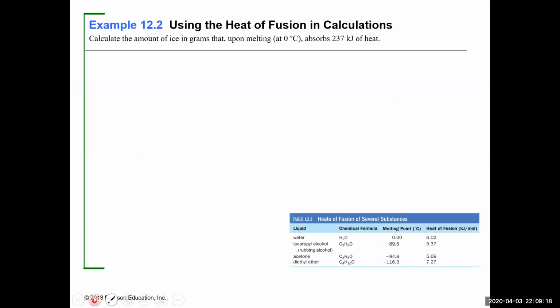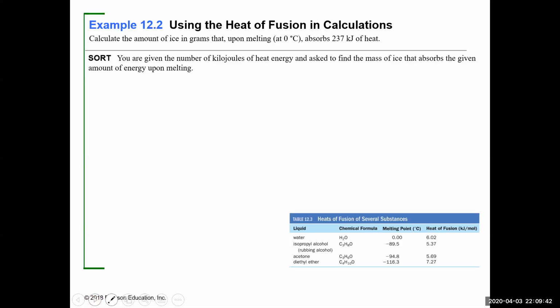So let's look at an example, example 12.2. Here we want to calculate the amount of ice, so ice is solid H2O, in grams that upon melting at 0 degrees Celsius absorbs 237 kilojoules of heat. So here we're given the number of kilojoules of heat energy, and we're asked to find the mass of ice that absorbs a given amount of energy upon melting. We're given 237 kilojoules of energy, and we want to find the mass of H2O in the solid state.